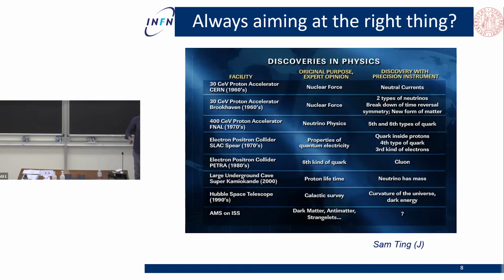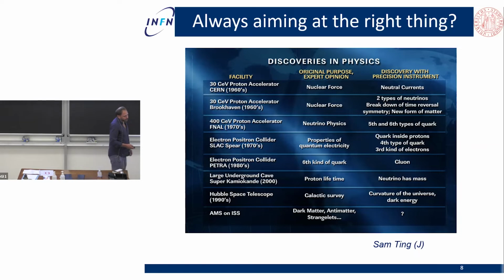That was the case for the PS, the 30 GeV proton accelerator at Brookhaven, for the e+ e- machine at SLAC, and so on and so forth. So every time, and this is quite astonishing, people were designing an experiment to do something, and in the end they made a discovery in a completely different subject.